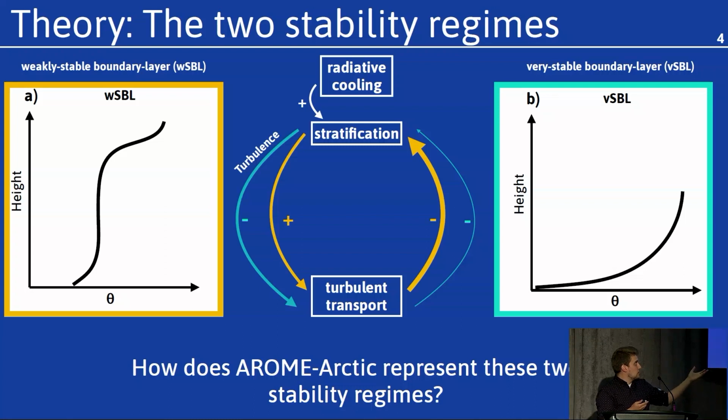And not only that, it also needs to introduce these two types at the correct time and space for a meaningful model forecast. And that was kind of the question of this study: how does AROME-Arctic represent these regimes? Is it able to represent them? So are the physical schemes of the model able to represent these two regimes? And if yes, where does it introduce them?